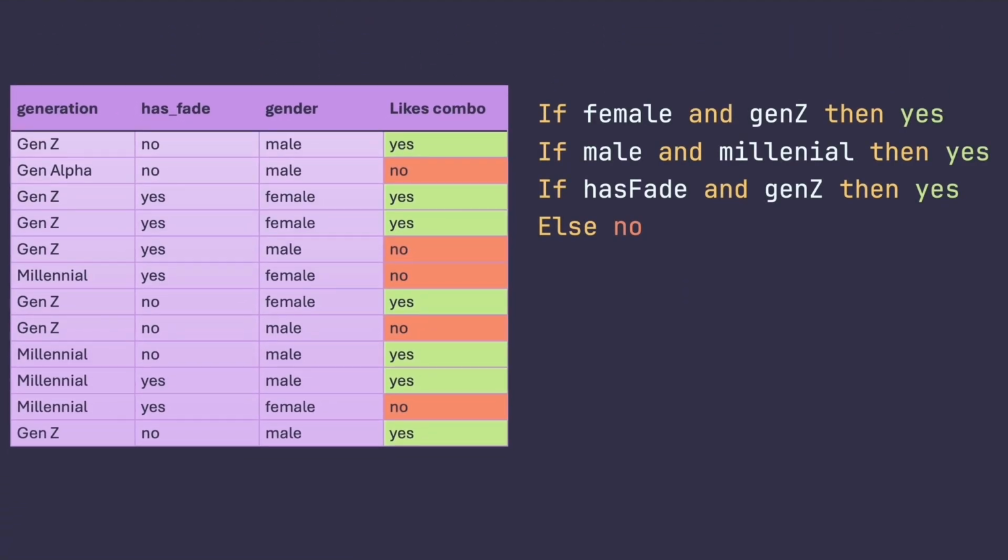So here an example of how the final solution might look like, where you have here the set of rules, where if female and Gen Z, then yes, then they like the combo. If male and millennial, then yes, then they would like the combo. And if has fade and Gen Z, then yes, then they would like the combo. And everything else would be no, meaning they would not like the combo if they don't fall into these 3 categories right here.